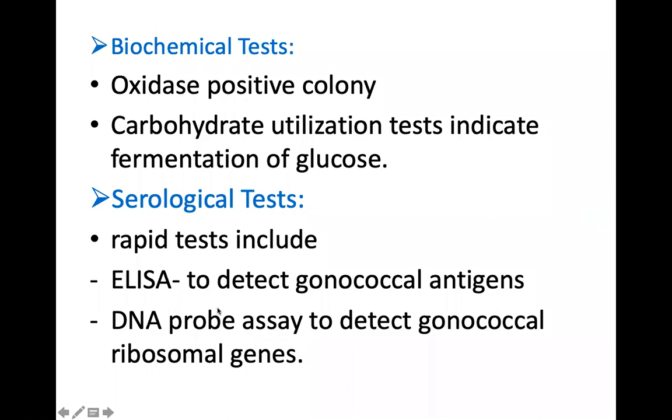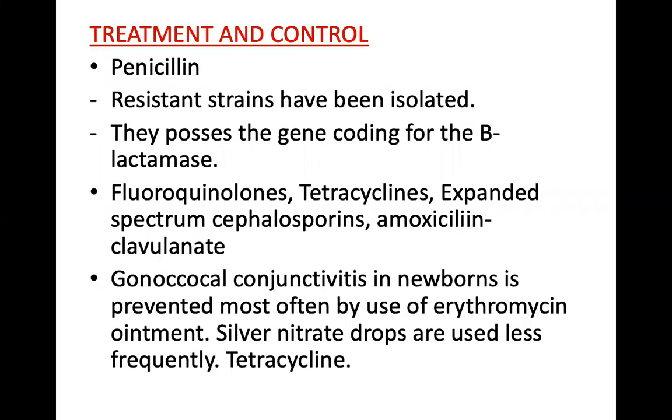We also have rapid tests for gonorrheal diagnosis, ELISA kits that can detect gonococcal antigens, and DNA probe assays to detect gonococcal ribosomal genes. Okay, so for treatment and control, penicillin is no longer used. I'm just putting it here to point out that resistant strains have been isolated. They possess the gene coding for beta-lactamase, and this is really, really common. Fluoroquinolones, tetracycline, expanded spectrum cephalosporins, amoxicillin-clavulanate would be preferred.